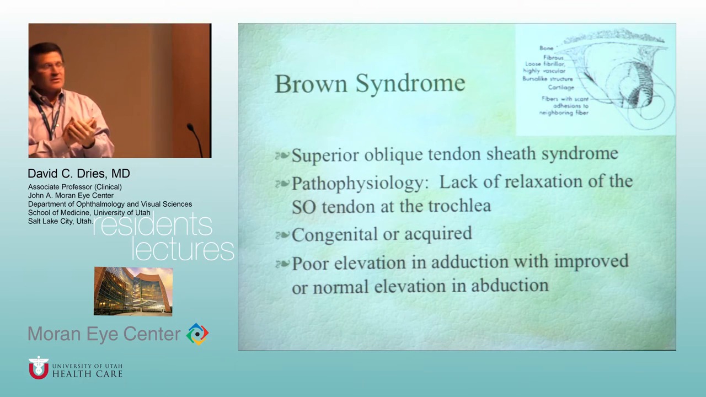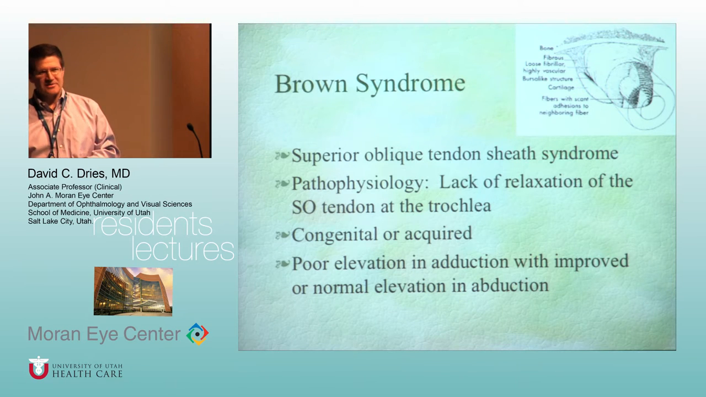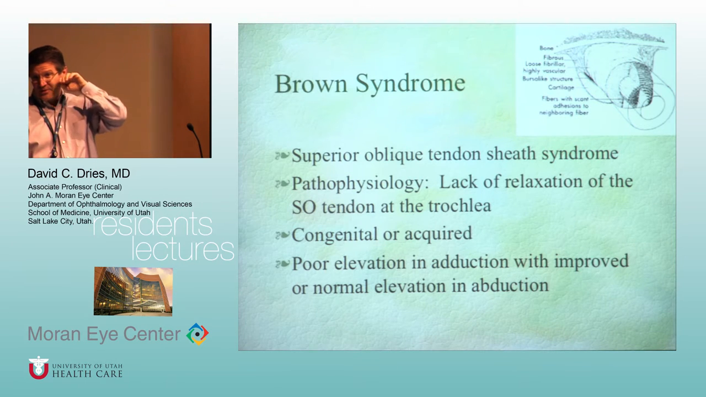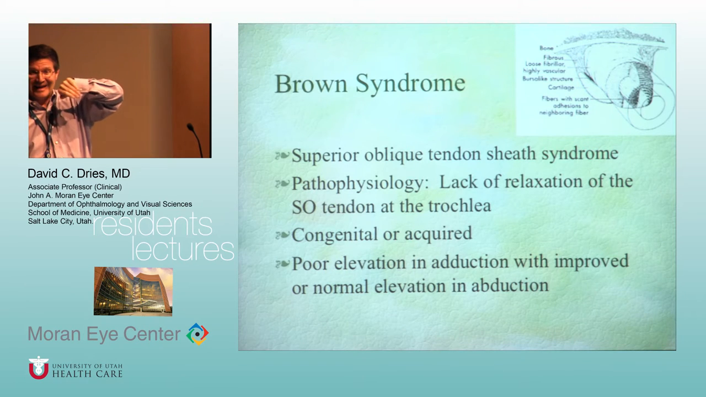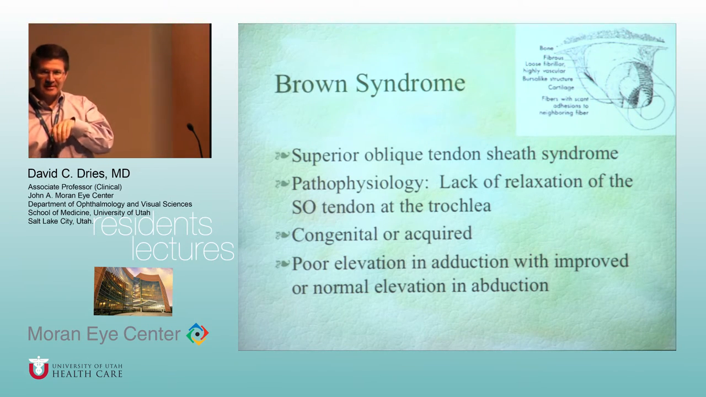What happens with Brown syndrome is that the telescoping antenna doesn't work in elevation, but it works in down gaze. So maybe that knot in the rope analogy does help a bit. There's a knot in the rope behind the trochlea, so it can't elevate the eye. The eye can't elevate. It's restricted, like a leash on a dog. All the elevators pull up, the eye can't go. Does that make sense? Okay.